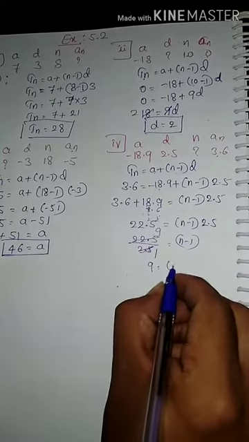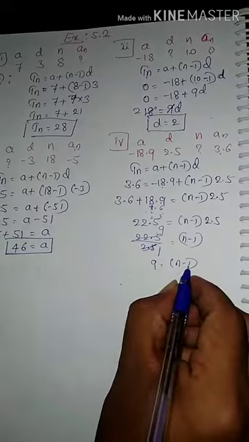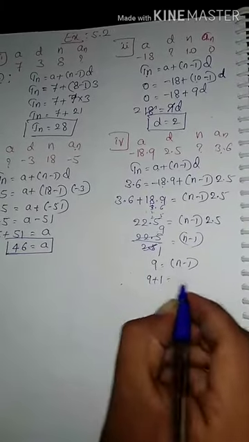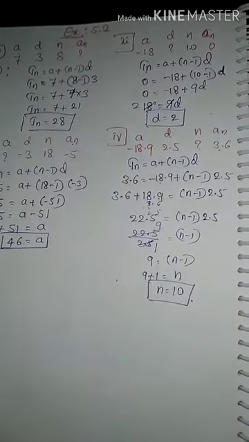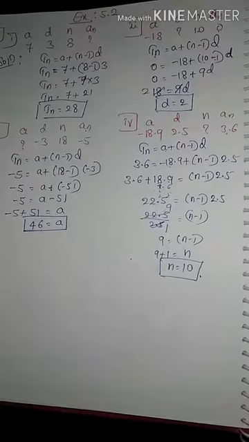So 9 is equal to n minus 1, and this minus 1 again moves to the left hand side and becomes plus 1. 9 plus 1 is equal to n, therefore n is equal to 10. N is equal to 10. This is your answer. Next, fifth one.